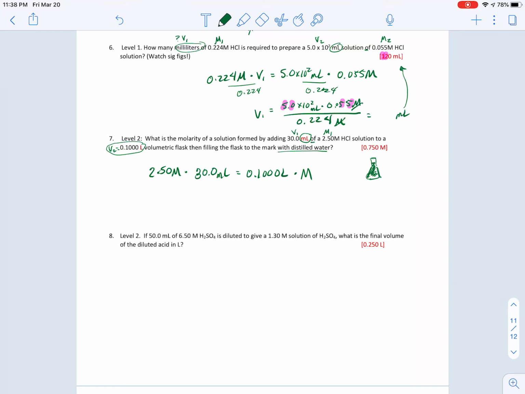I didn't do my little check. So let's double check my units here. Oh no, my units are off. So I either fix it in the problem or I fix it outside the problem. You may be able to do this in your head, and if you can, that's awesome.